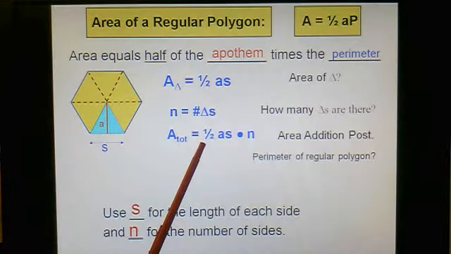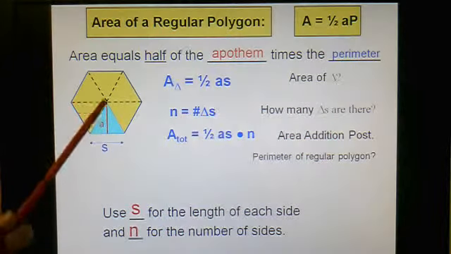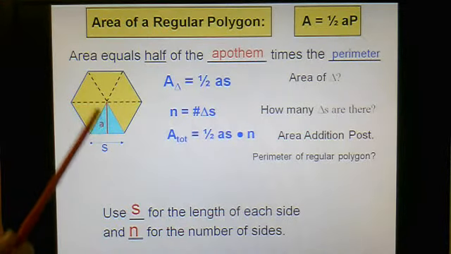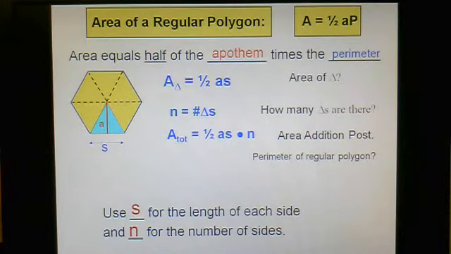1/2, we got the 1/2. A is the apothem. It's like a little altitude. That kind of makes sense. We're finding the area of a triangle, an altitude times height, or base times height.